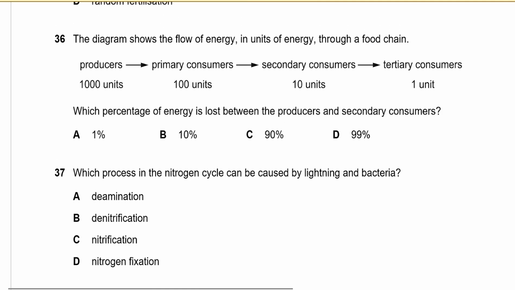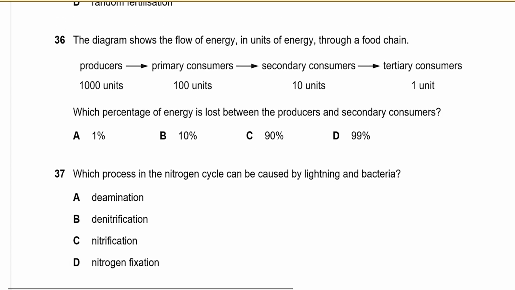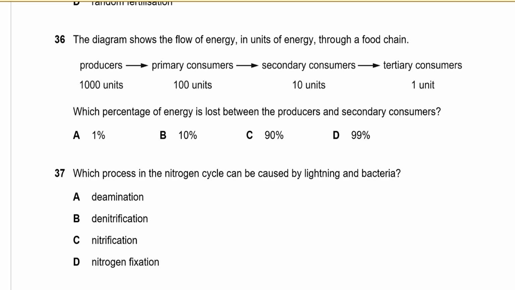Number 36 says, the diagram shows the flow of energy in units of energy through a food chain. Producers were 1,000, primary consumers 100, secondary consumers 10, tertiary consumers 1. What percent of energy is lost between producers and secondary consumers? To get the percent, it means 1,000 units minus 10 units over 1,000 units, then multiply the answer by 100.